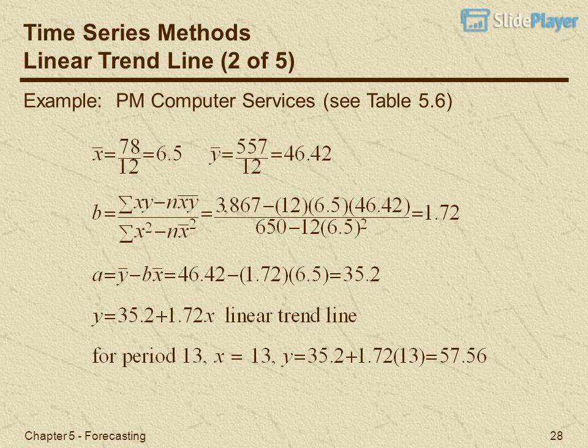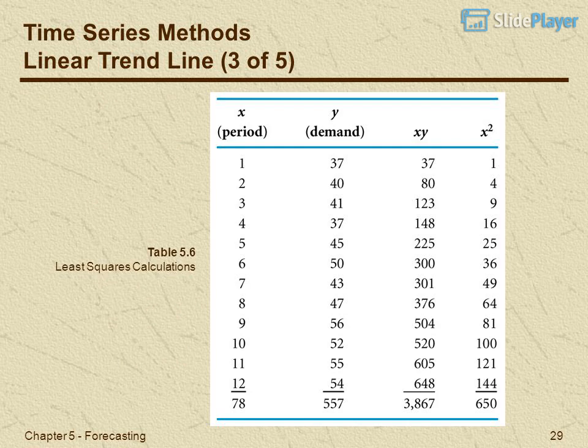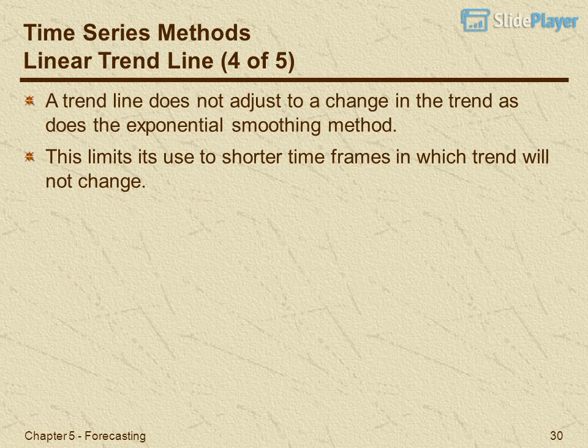Chapter 5, Forecasting. Time series methods. Linear trend line, table 5.6. Least squares calculations. A trend line does not adjust to a change in the trend as does the exponential smoothing method. This limits its use to shorter time frames in which the trend will not change.